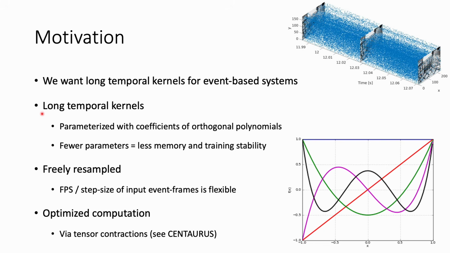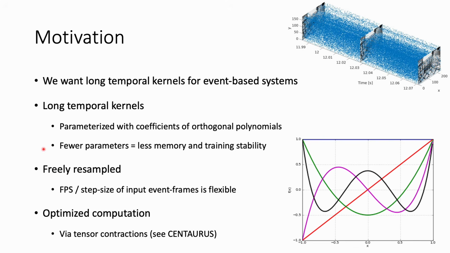So if we were to just directly train long temporal kernels, it will be very unstable and you have a lot of parameters flowing around, which is not good. So one of the ideas that you can use is parameterization by orthogonal polynomials, and I'll briefly explain what this is later. Essentially, instead of training each temporal kernel value one by one, you have an alternative parameterization which compresses the space of trainable parameters.